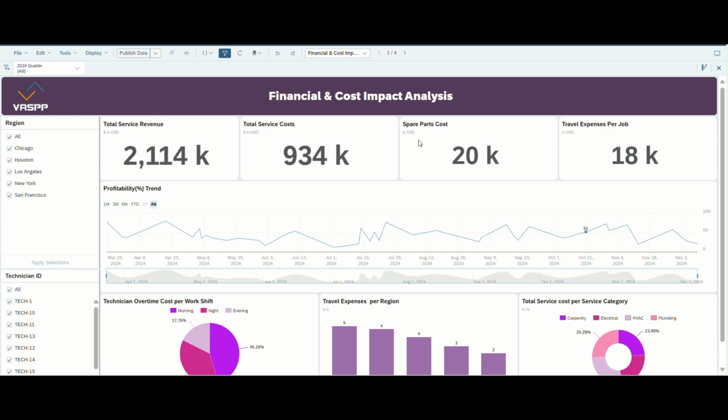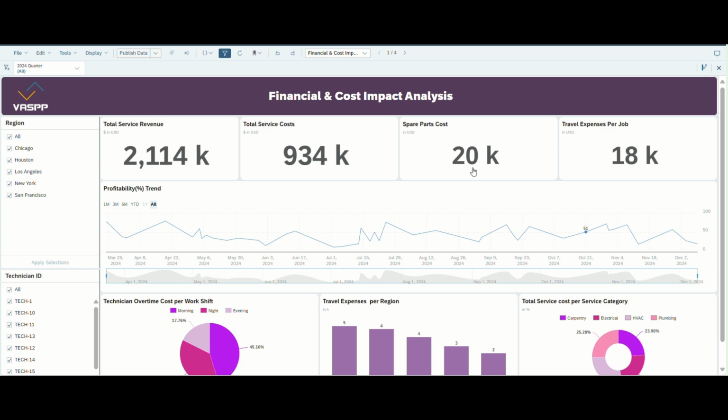Moving to the spare parts cost, we see $20K. While small in this instance, spare parts can become a major expense over time. Keeping this number lean without compromising service quality is key for procurement and maintenance planners.